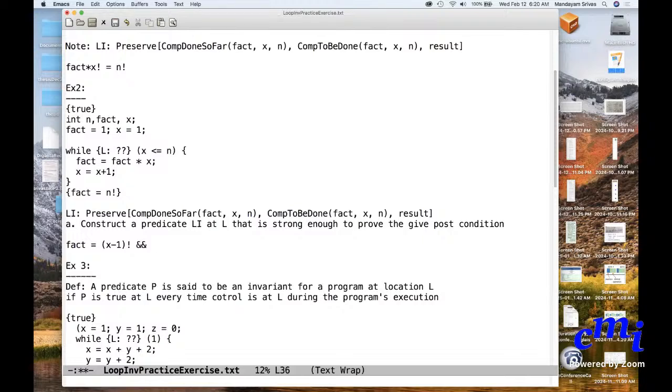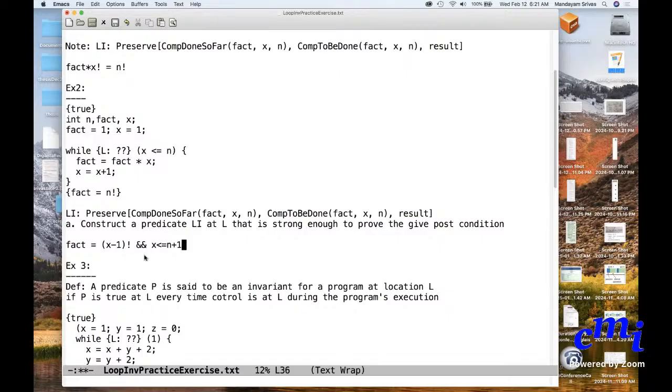So you also need the condition that x is less than or equal to n plus 1. At this point, since you enter the loop even when x is equal to n, x is less than or equal to n plus 1 is what is true. And therefore, when the loop exit condition holds, with the information captured in these two conditions, you can conclude that fact is equal to n factorial.